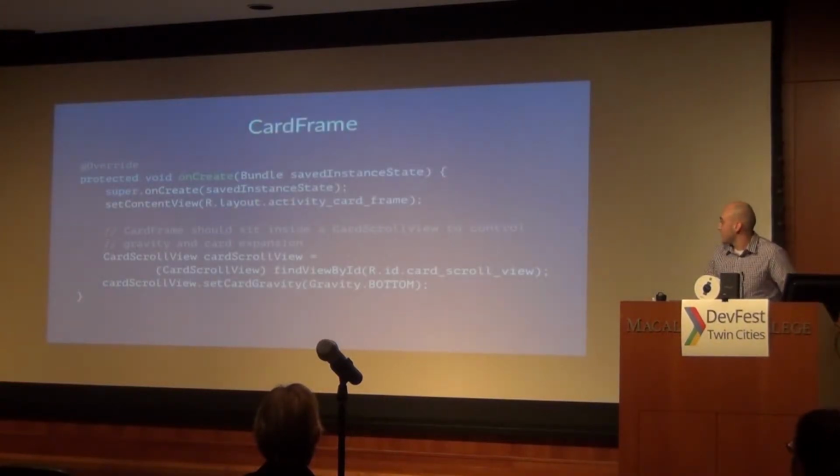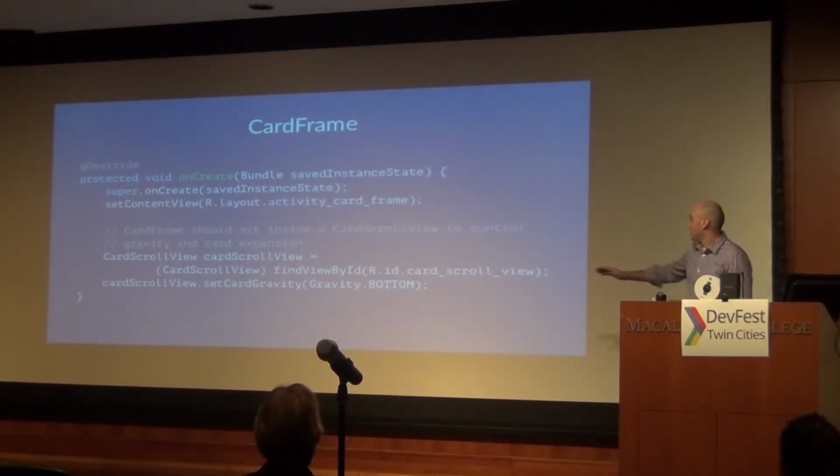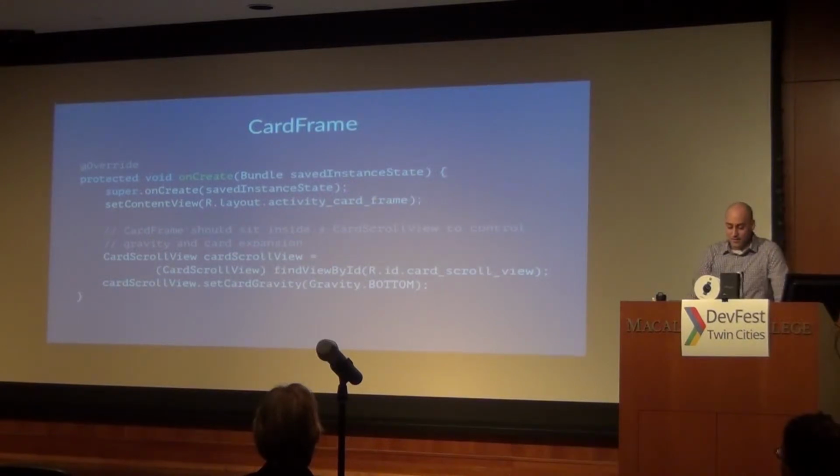So in your activity, there's also some things that you can do to configure this. Just like your card fragment had this gravity that you can set to tell it pin to the bottom or pin to the top, you can set that on that card scroll view container to do the same thing.